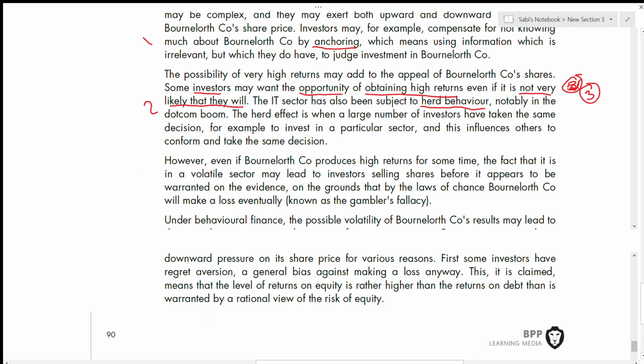Fourth, however, even if the company produces high returns for some time, the fact that it is in a volatile sector, see, even if they provide high returns for some time, you have to understand that it's an IT sector. IT sectors are very volatile. The fact that it is a very volatile sector may lead to investors selling shares before it appears to be warranted on the evidence, on the grounds that by the loss of chance, they will make a loss eventually, known as the gambler's fallacy. So gambler's fallacy is number 4.